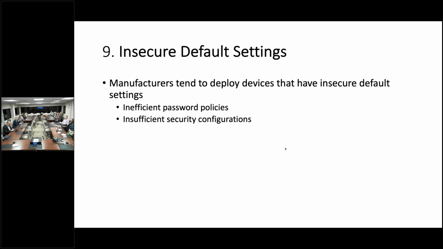So next we have insecure default settings. What this means is that manufacturers tend to deploy devices with insecure default settings, such as being unable to change the passwords or having weak password policies to begin with, or insufficient security configurations itself. Say they just have two access control accounts, one with admin access and one with user access, or sometimes they don't have a mechanism that allows the user to choose the type of encryption. Say, do I want to use 2048, or the length of the keys that I want to use for encryption, like 128 or 256 or something like that.